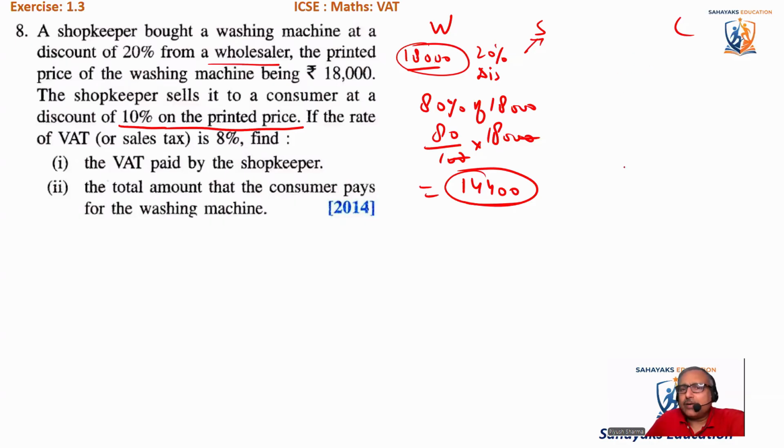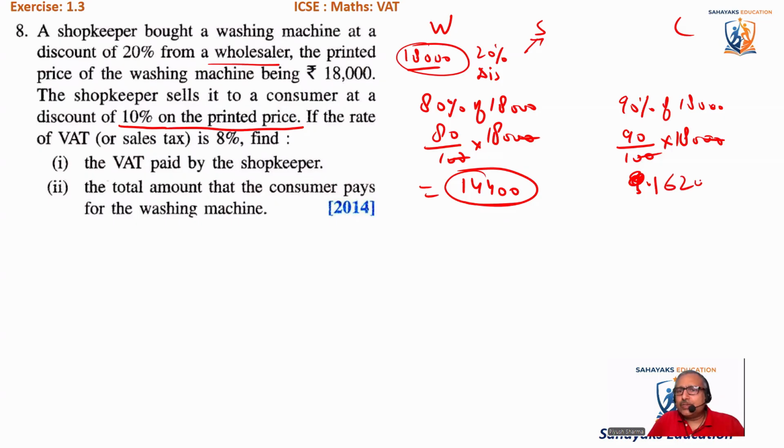So he sold it for 90 percent of 18,000. So it comes out to be 90 divided by 100 into 18,000. So this got cancelled, and this value comes out to be 18 nines, which is 16200. Okay, so the shopkeeper sold it to the customer at 16200.